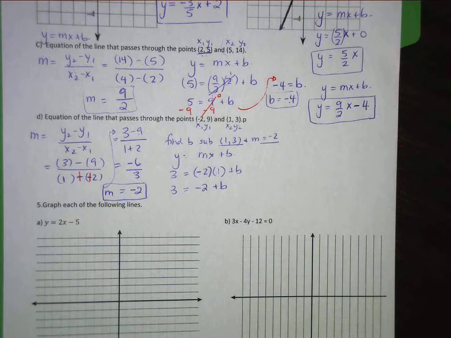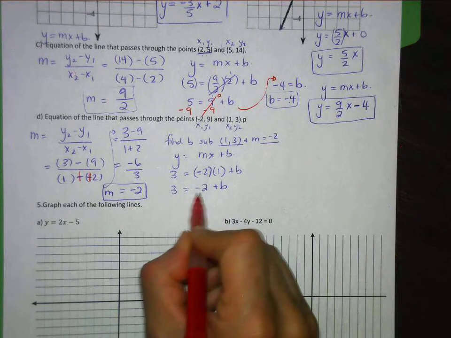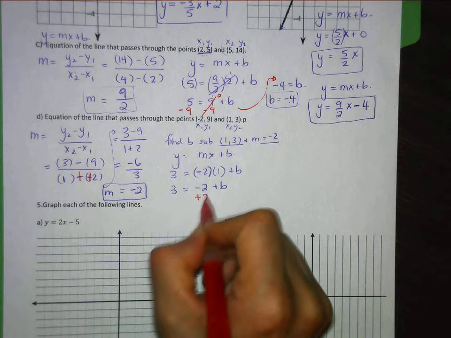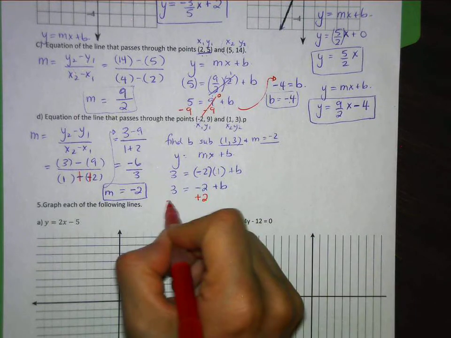So now I'm going to solve for b. I want to get rid of this term, so I'm going to add 2 because the opposite of subtraction is addition.